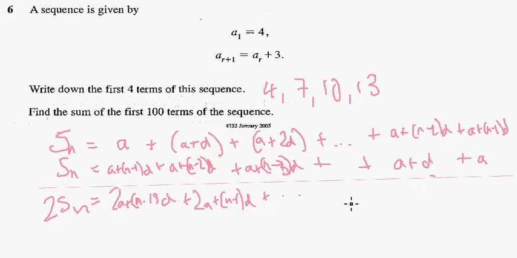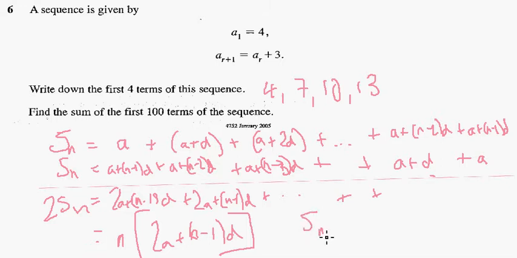So each of these occurrences, obviously these are the same, will all add to 2a plus (n minus 1)d, which means that you've got 2a plus (n minus 1)d happening 1, 2, 3, 4, 5, n times. Yeah, there's n lots of these pairs. So if that's what two lots of the sum to n terms add up to, then it's not a major leap to see that the sum to n terms is going to be half of that.